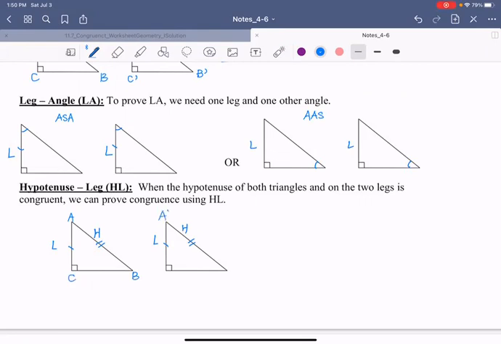In a right triangle, what else do we have? A right angle. Yes, so does the Pythagorean theorem work? Yes. AB squared equals BC squared plus AC squared, right? Yes. Same thing for A prime, B prime, right? Yes.